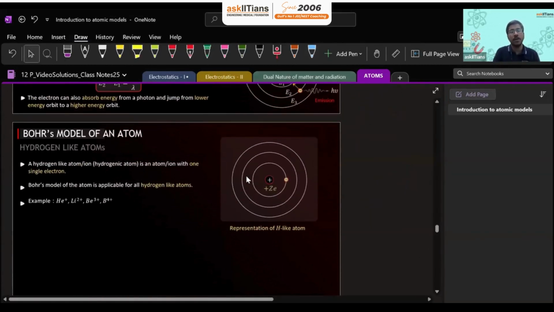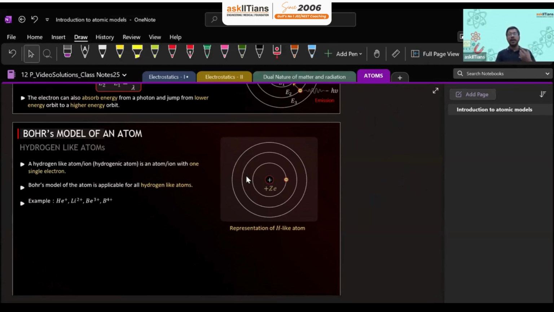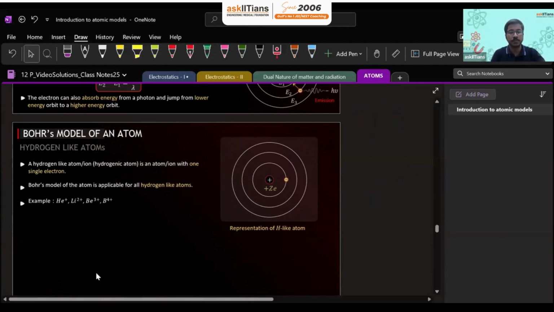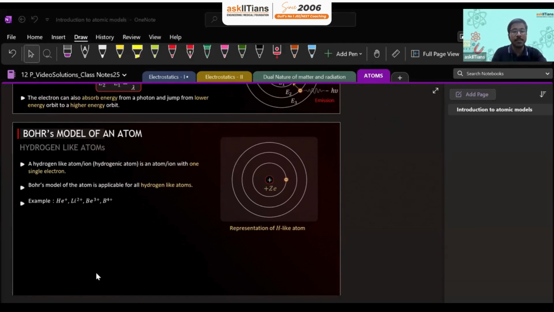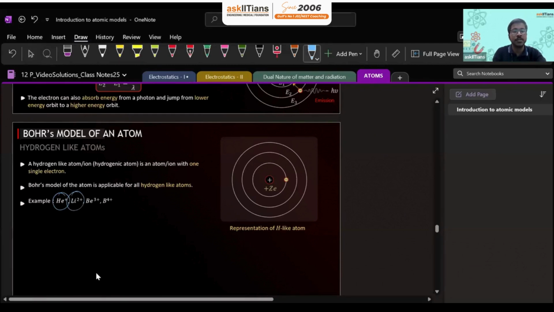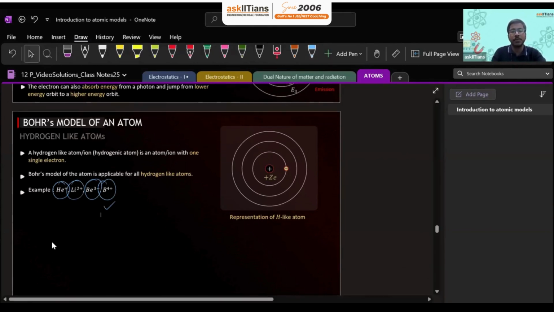Okay. Now, again, this Bohr model of atom is only applicable to hydrogen-like atoms, right? Hydrogen-like atoms means the atoms or ions with a single electron. So there should be only one single electron for this model to be applicable. Examples are helium plus, lithium 2 plus, beryllium 3 plus, boron 4 plus. These are all examples of hydrogen-like atoms, so the Bohr model can be applied to any of these.